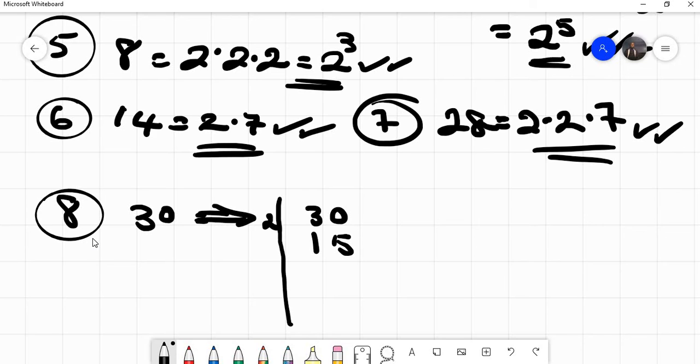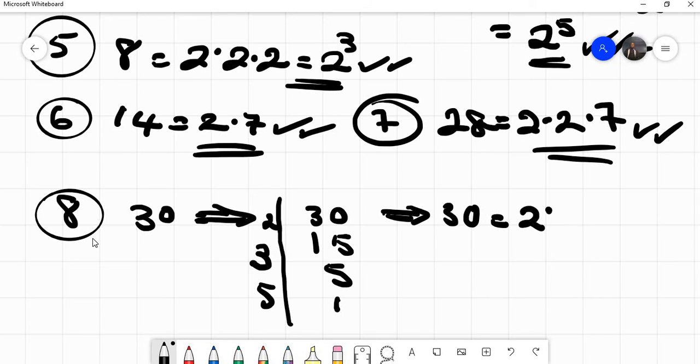And then this one we divide by 3, 3 times 5 is 15, and then we divide by 5, and 5 divided by 5 is 1. Therefore, the prime factors of 30 are 2 times 3 times 5. Basically, 2 times 3 is 6, 6 times 5 is 30. That's it, which is correct.